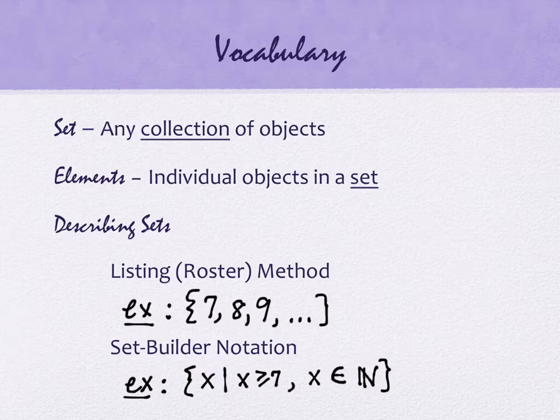So the variable at the front is just telling you that it's all of the values, right, that have the following characteristics. So we read this as X, and then the vertical bar is read as such that.